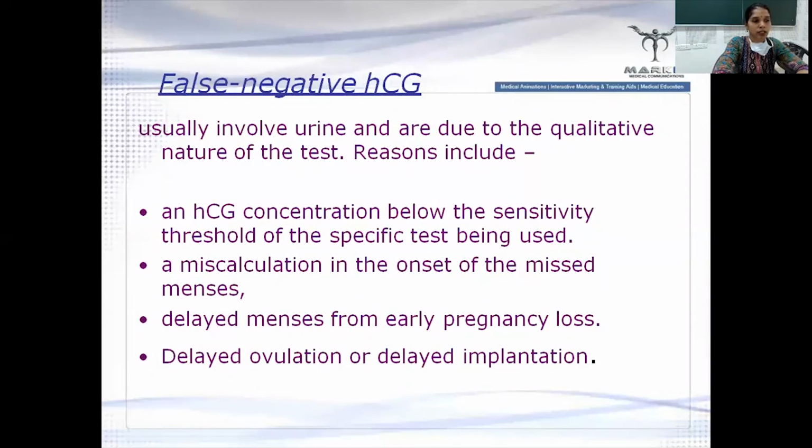False negative HCG usually involves urine and is due to the qualitative nature of the test. The reasons for the false negative: an HCG concentration below the sensitivity threshold of the specific test being used, a miscalculation in the onset of the missed menses, delayed menses from early pregnancy loss, delayed ovulation, or delayed implantation. Usually a false negative HCG is a miscalculation in the onset of the missed period.